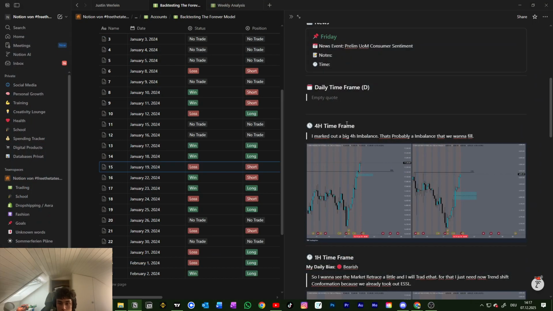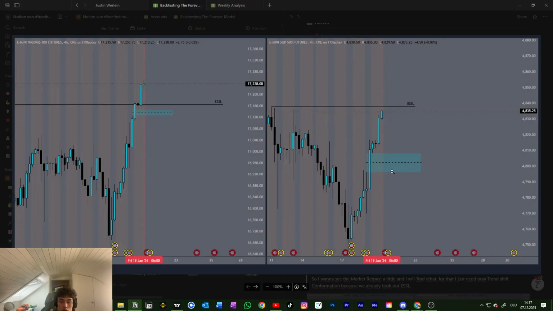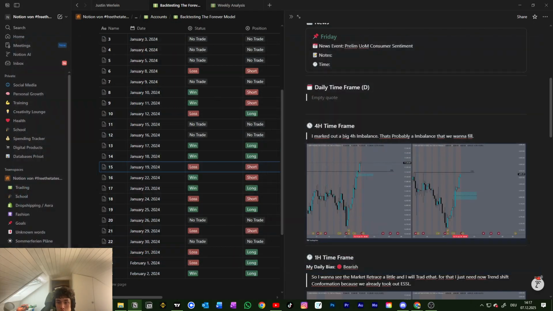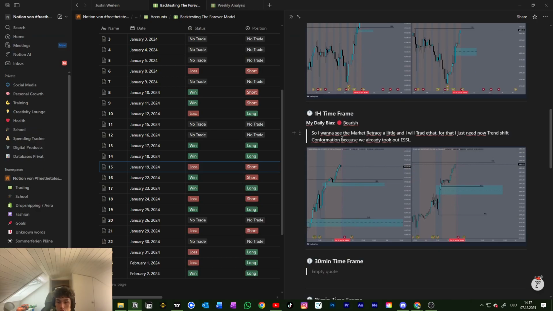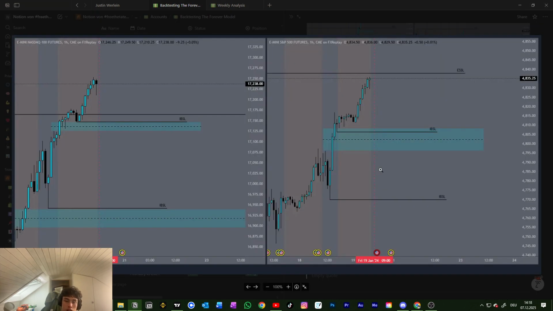Yeah. So yeah, I want to see market to rebalance, and this fair value gap just looks too juicy because it's also like in equilibrium and everything, so just perfect. So, and what did I write down? I want to see the market retrace a little, and I will trade that. For that, I just need the trend shift confirmation because we already took out sell side liquidity. Exactly. So let's see if we will get it.